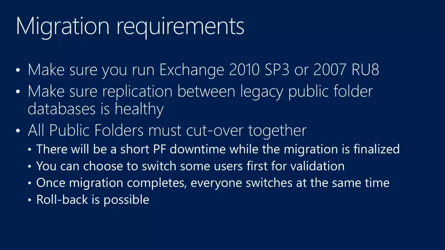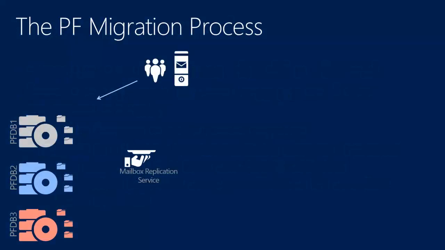And I said this several times, it's cutover. So the high-level process, there will be a short downtime of public folders involved where you have to lock it down. So you lock the old public folder structure, then you do the final synchronization, and then you open it again. The benefit here is you can switch single or more mailboxes and directly target the modern public folder structure, so you can verify if your public folder migration worked. And once it completes, as I said, you open it, and that's it. And you always can roll back. It's no problem at all.